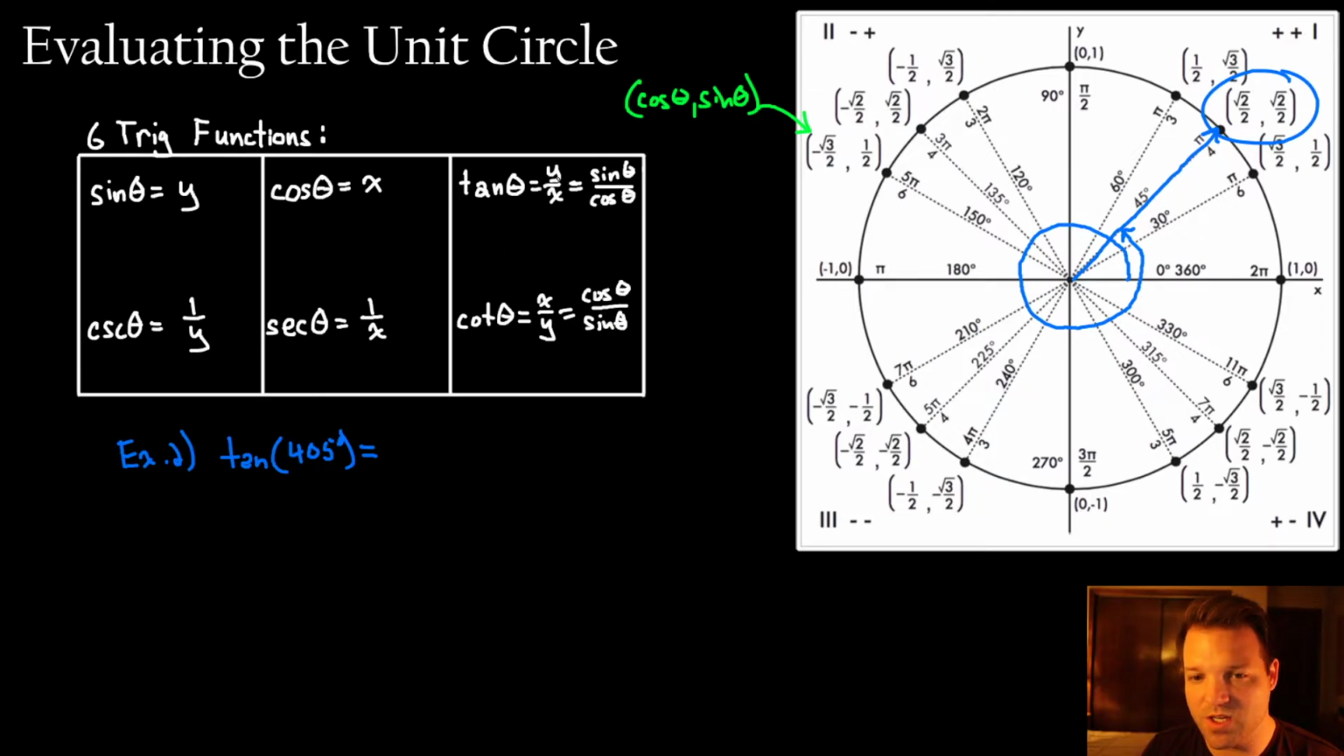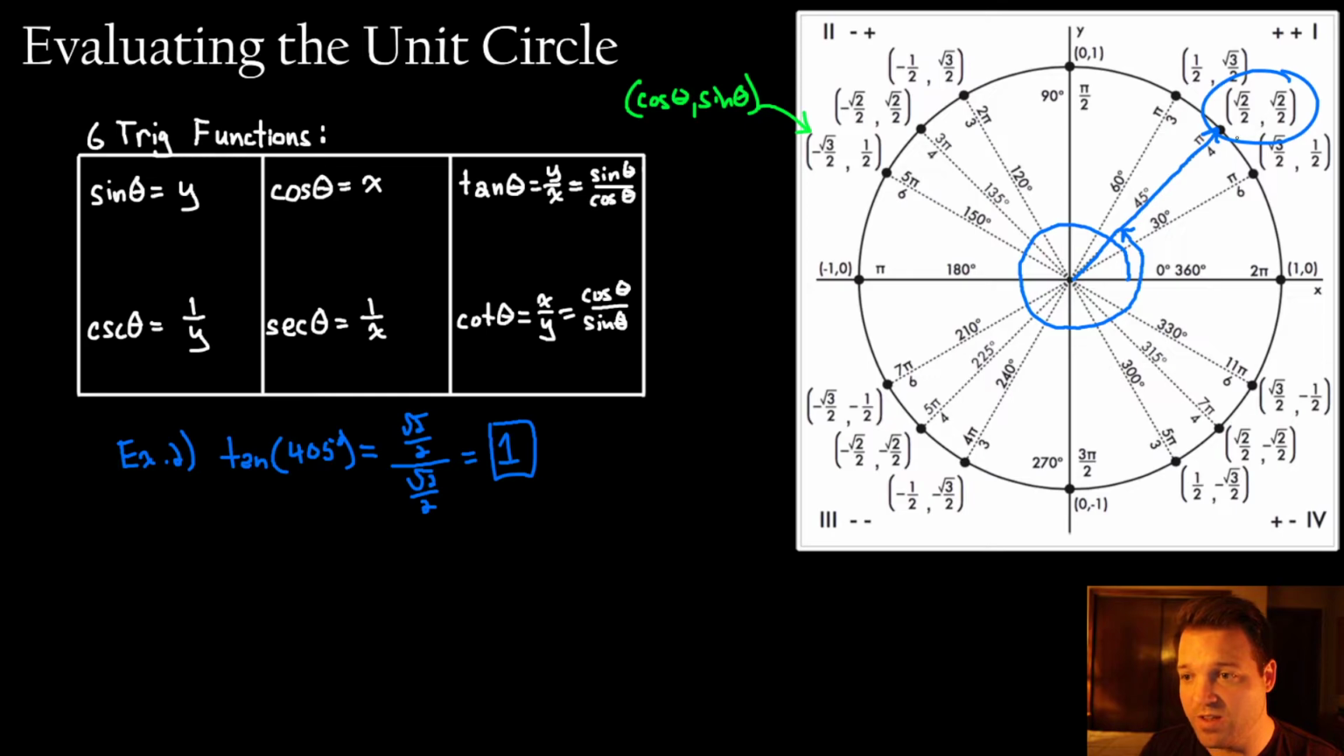But anyway, the tangent is the y over the x. All right, so that is the square root of 2 divided by 2 for the y, and the x happens to be the same in this case, square root of 2 over 2. And so when I have two things that are the same being divided by each other, then that is just equal to 1. Okay, so the tangent of 405 degrees is 1.